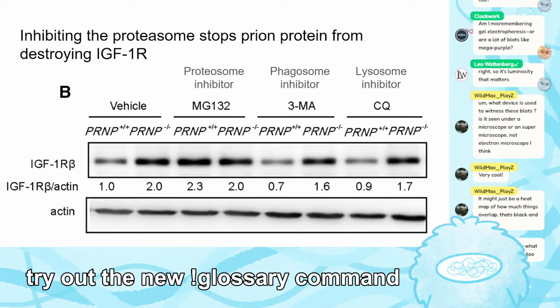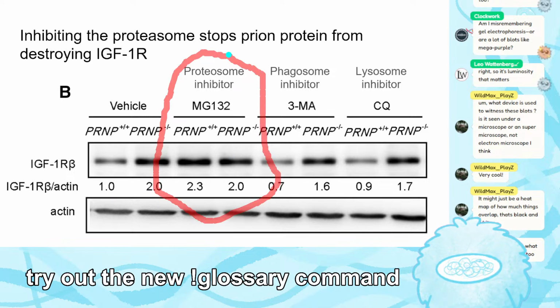When you add a proteasome inhibitor, check out what happens, chat. Usually you get an increase when you remove the prion protein. Now what happens when you add proteasome inhibitor, and what does that mean?